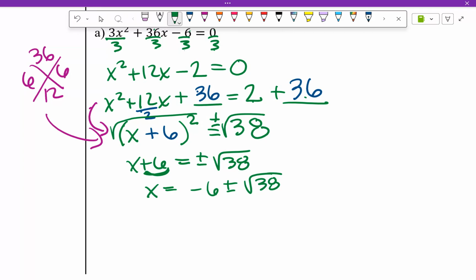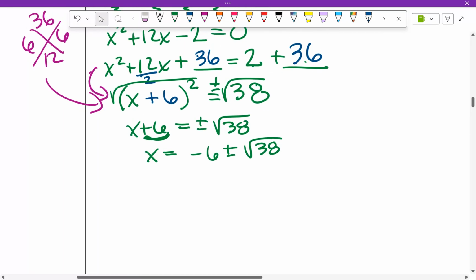All right, any questions on that one? We're going to do another one together a little faster. Okay? That's it. Did we get 2 solutions technically? How do we know there's 2 solutions? The plus or minus, right? Okay, let's look at this next one.